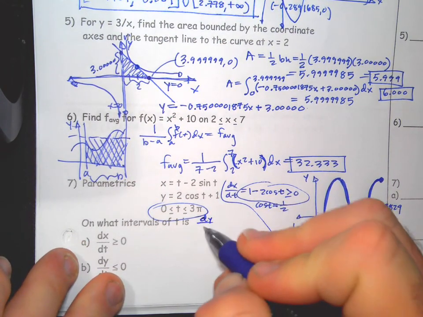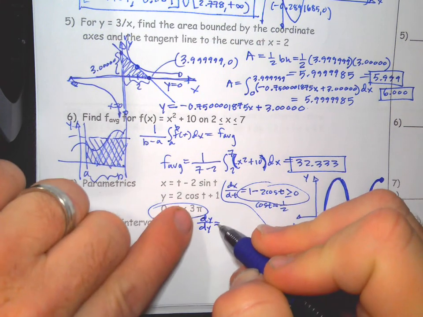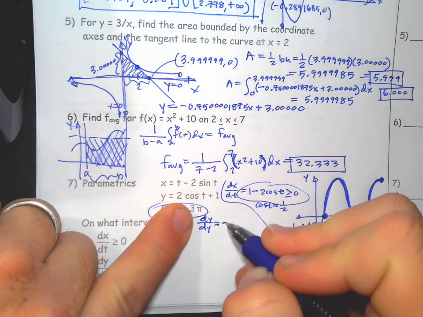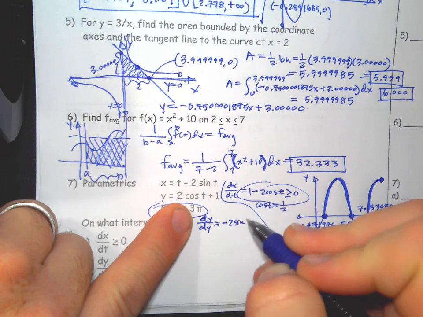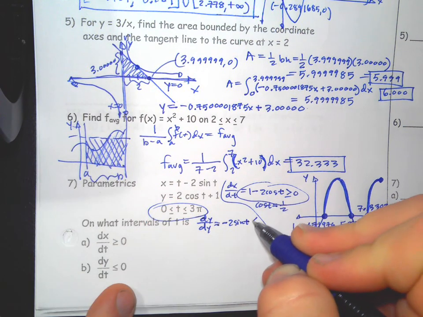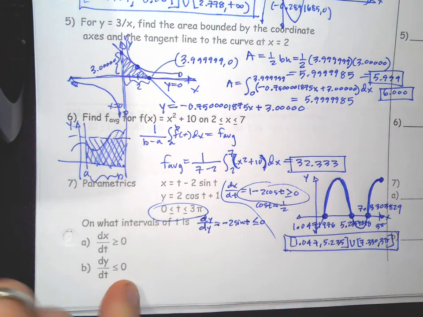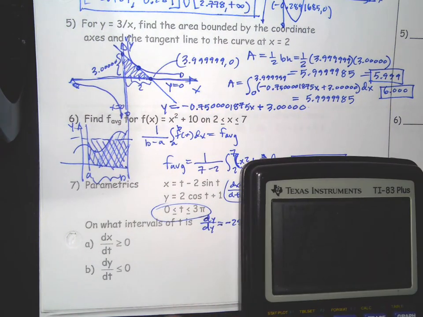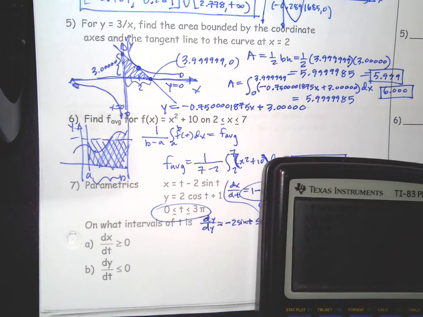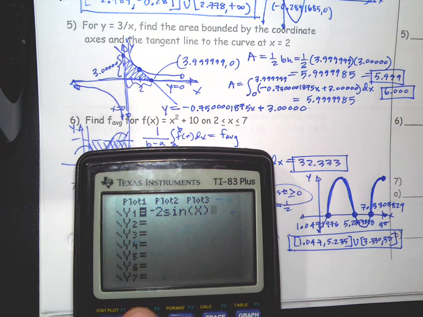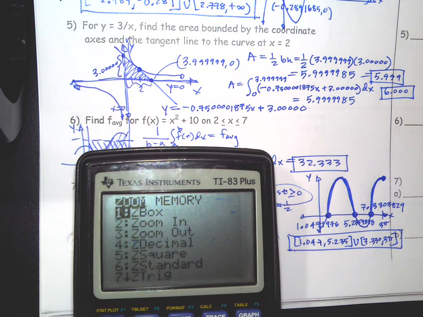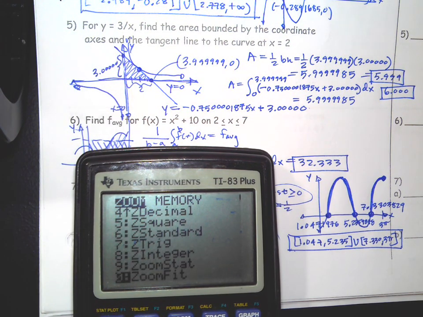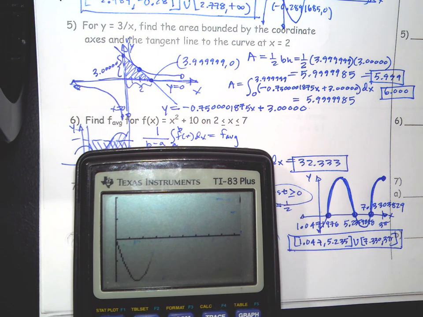dy/dt is, just take the derivative, negative 2 sine t, and it needs to be less than or equal to 0. Now, this would be a simple one to do by hand, but let's just pretend that it isn't. So you go to your calculator and type your equation in. Window 0 to 3 pi, we do zoom fit, sketch the graph, find zeros, write your answer.